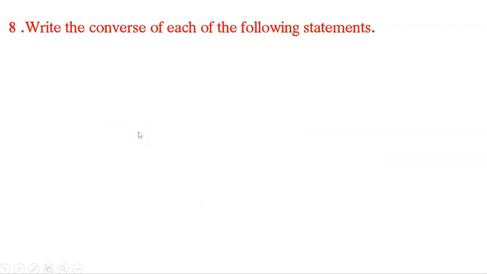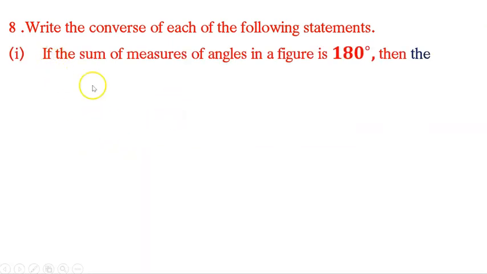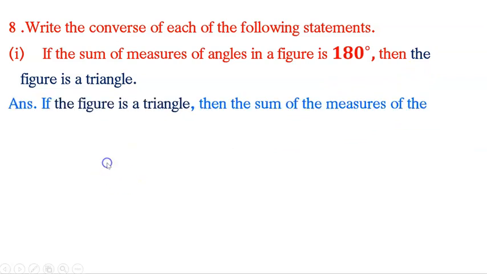Okay, next, write the converse of each of the following statements. If the sum of the measures of angles in a figure is 180, then the figure is a triangle. Now, while writing the converse, we take the latter statement first. If the figure is a triangle, then the sum of the measures of the angles is 180. That is the converse.